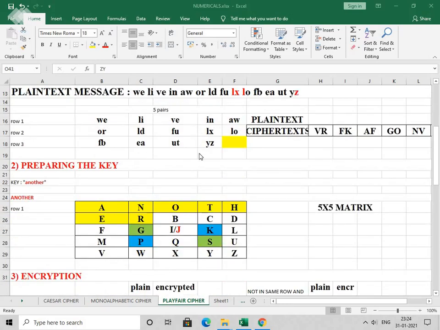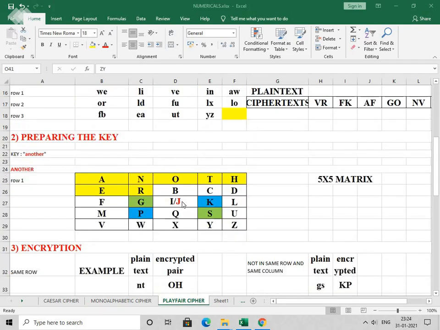In the second stage, we have seen the preparation of the key. So the key is given in small letters, converted to capital letters, uppercase. Now you are going to write this key in such a manner that it should be in a 5 by 5 matrix, right? So here the key is another. I have written the spelling of this key in the 5 by 5 matrix, and whatever the remaining alphabets are there, we are going to write them sequentially.